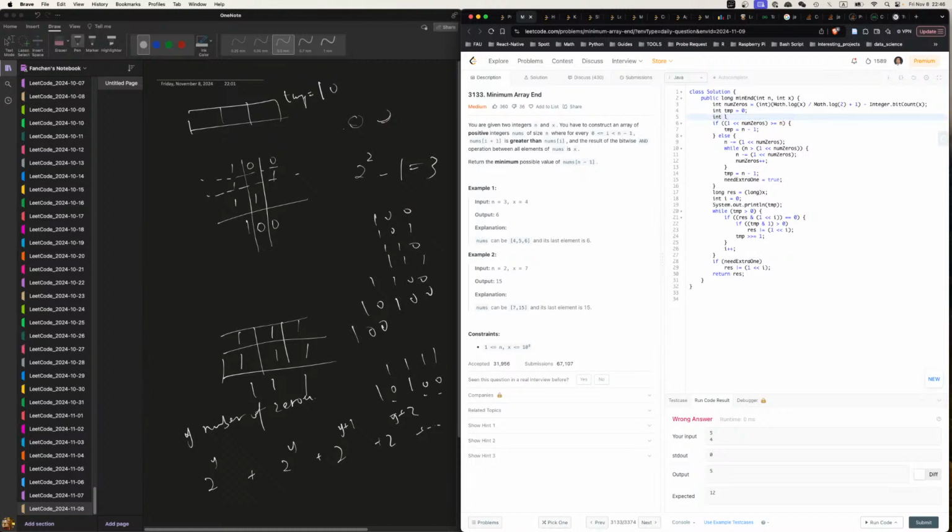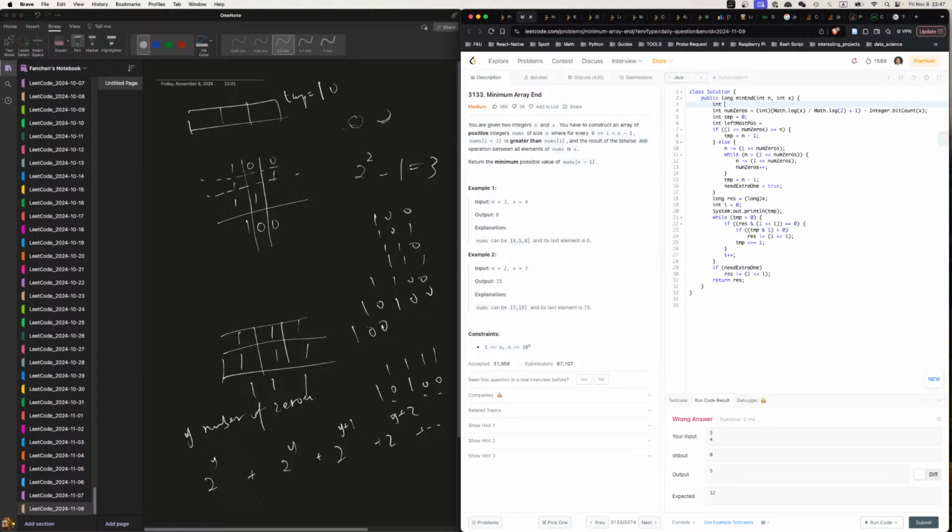Int leftmost position, shall start with... I don't want to calculate again, so I can say total bits equal to this, right? So we do total bits, and we say it's total bits minus this, and this shall be total bits minus 1, right? That's the leftmost position. So for this case, total bits is 3, so leftmost position is 2, so you 1 left shift 2, right?